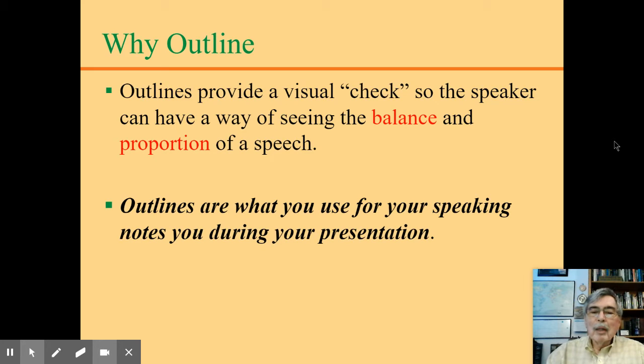Now, I know I've mentioned this before as well. Some of you may have taken a speech class somewhere else, and the instructor had you use note cards. As I've mentioned, if you want to use note cards while you're giving your speech, that's fine. But you will still need to provide me with the outline that you produced for the speech.